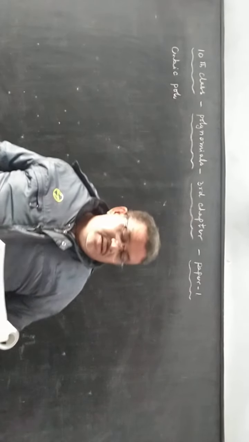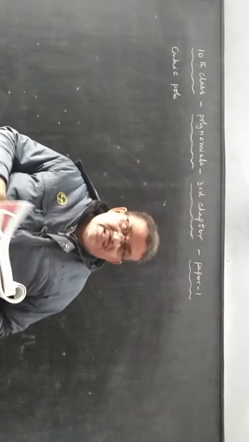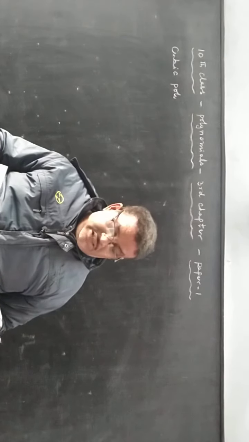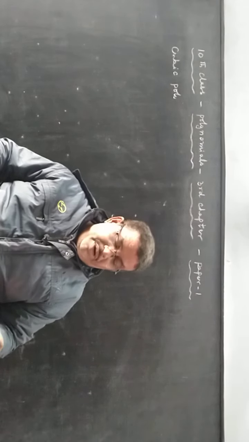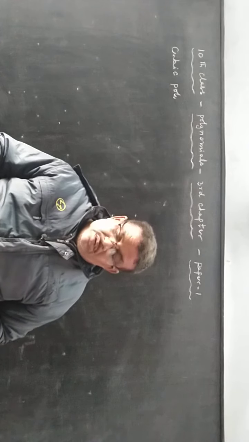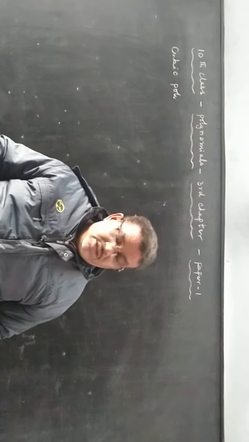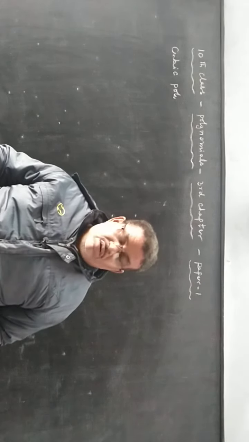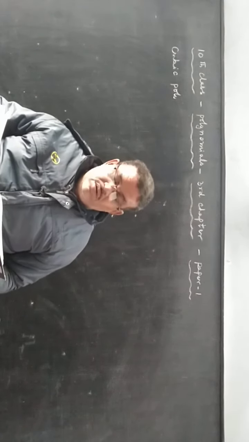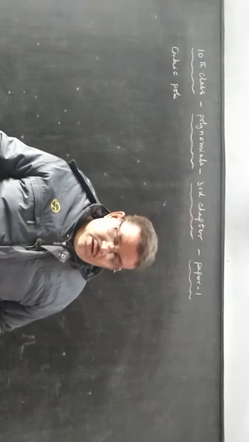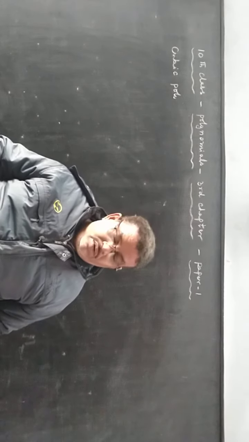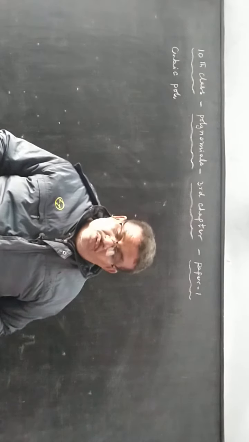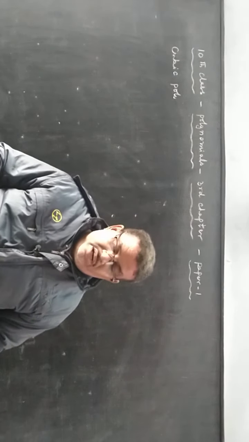Hi 10th class. In the last class we discussed the page number 64 problem: find a quadratic polynomial if the zeros of it are 2 comma minus 1 by 3. So today one time goes through the exercise 3.3.